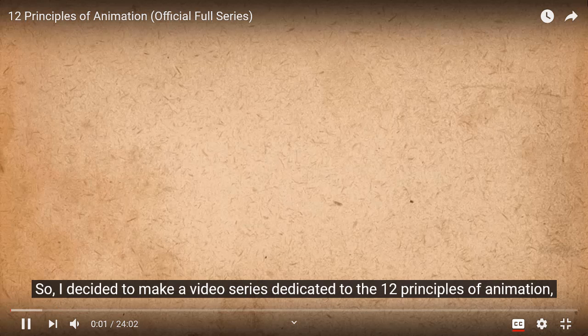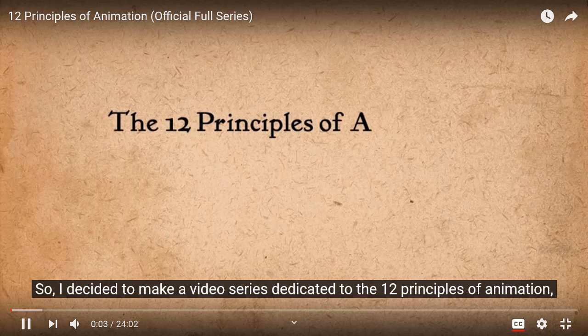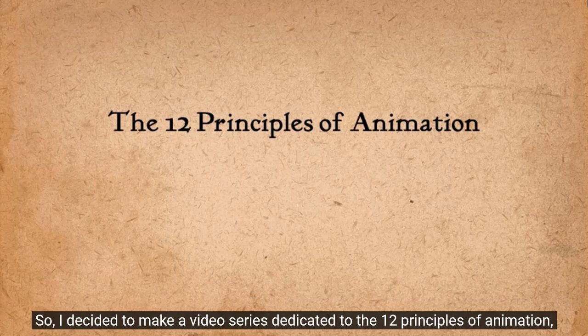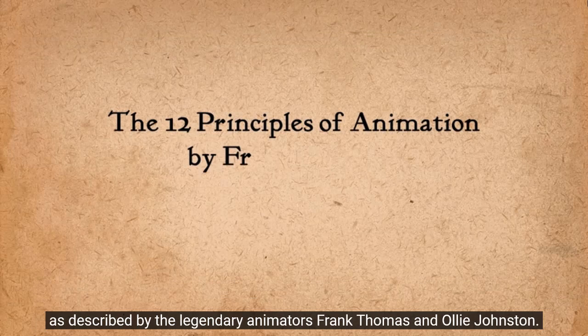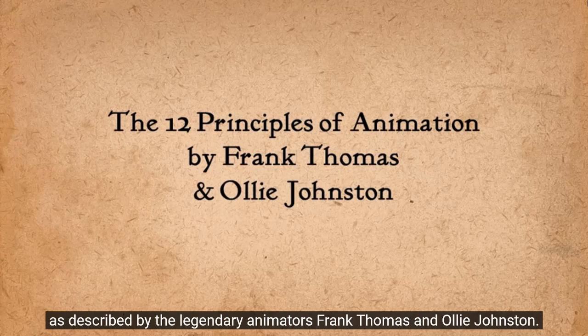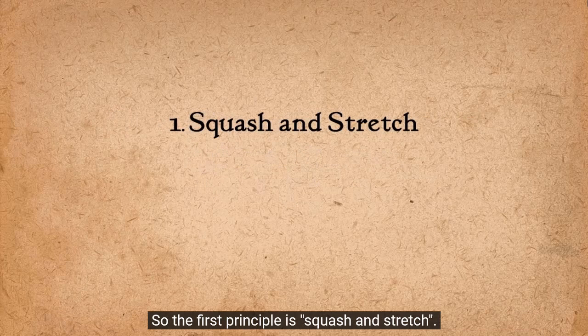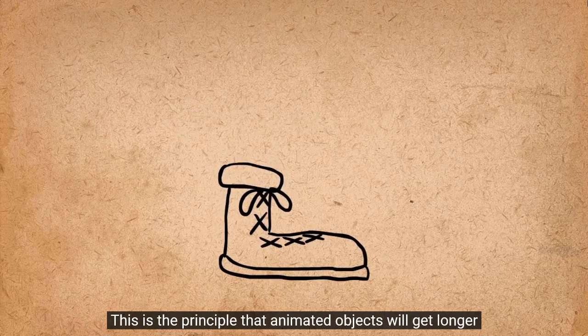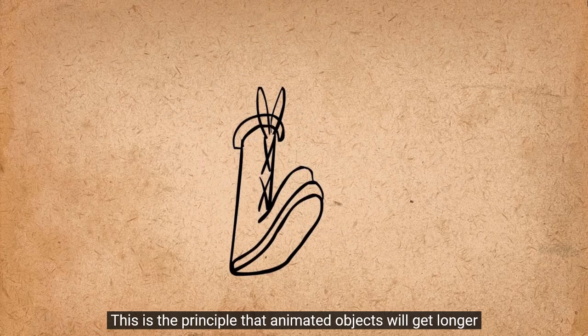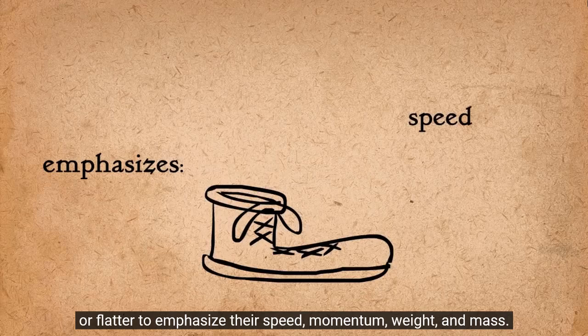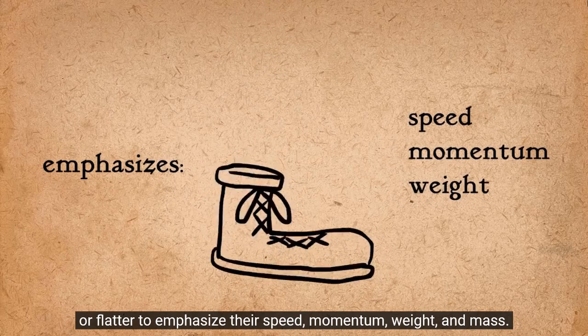Hey guys, so I decided to make a video series dedicated to the 12 principles of animation as described by the legendary animators Frank Thomas and Ollie Johnston. So the first principle is squash and stretch. This is the principle that animated objects will get longer or flatter to emphasize their speed, momentum, weight, and mass.